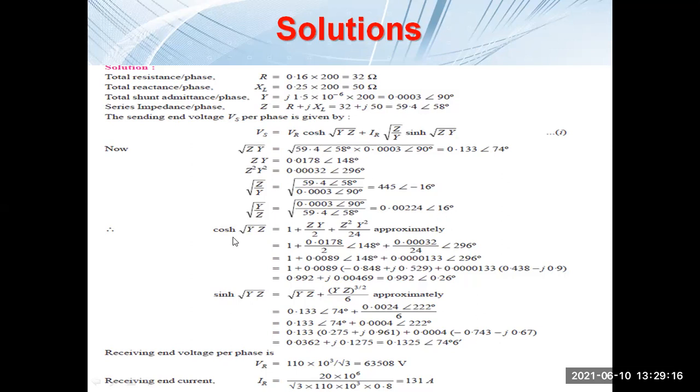We can calculate it. Now the cosh function is equal to 1 plus ZY by 2 plus Z square Y square by 24, and so on. This is basically a cosh series. So we have substituted these values: ZY, which we calculated, divided by 2, and Z square Y square, which we calculated, divided by 24. It is a simple addition of all those values, and we have got this value finally.